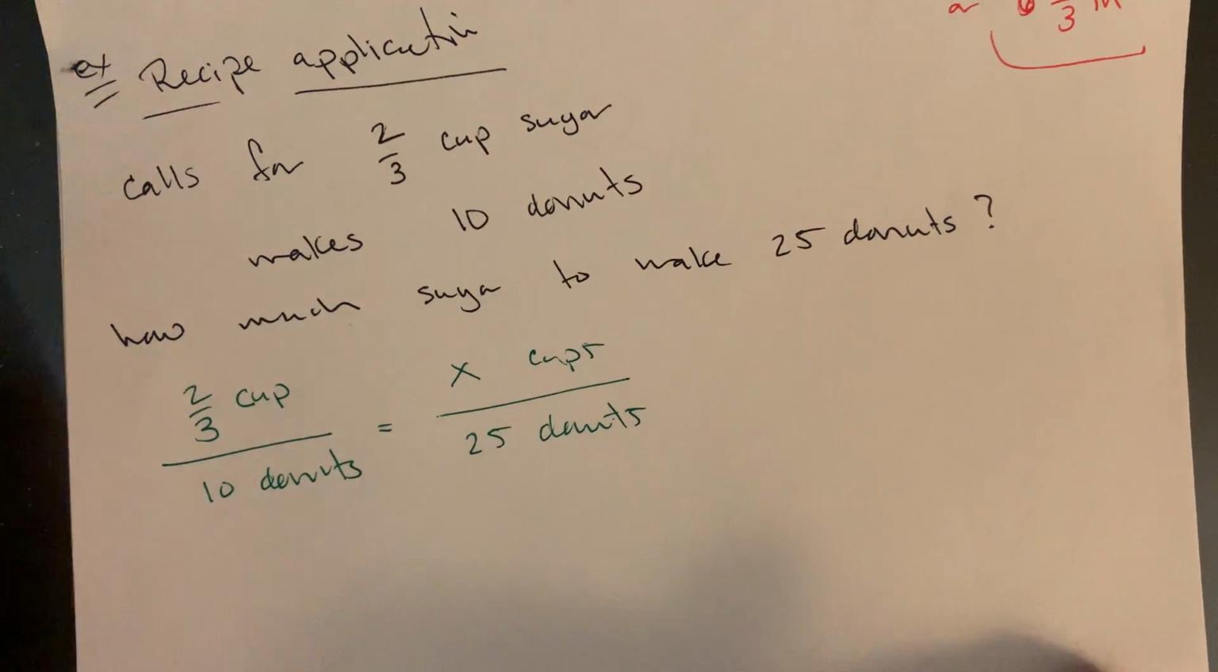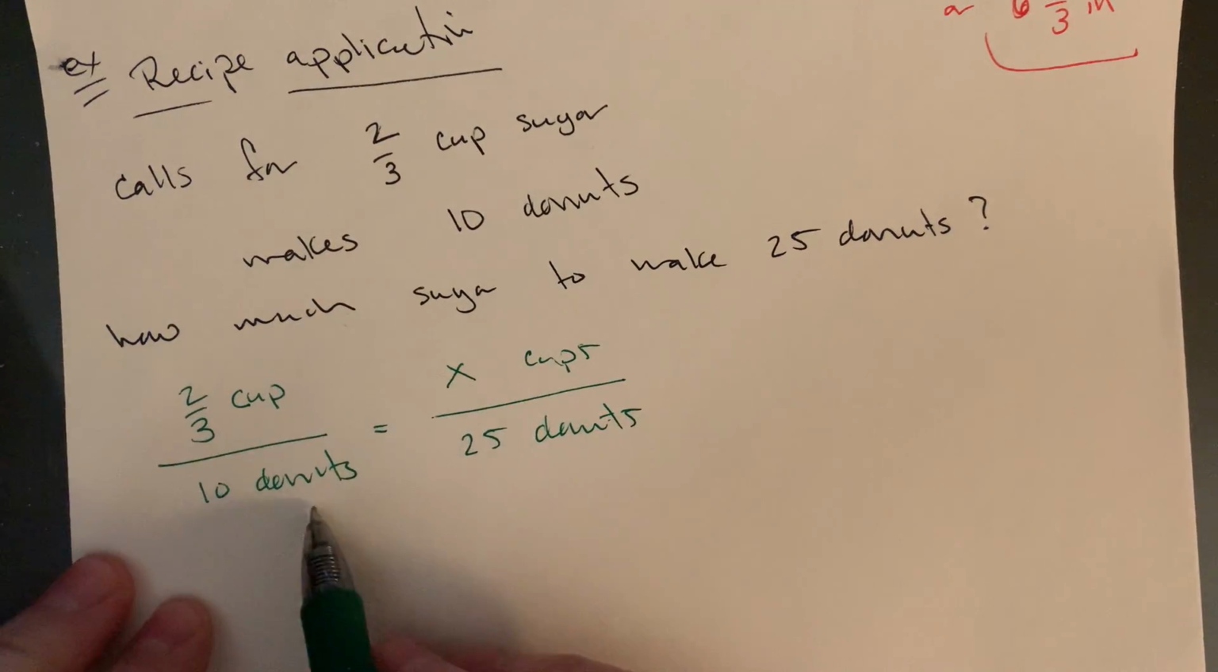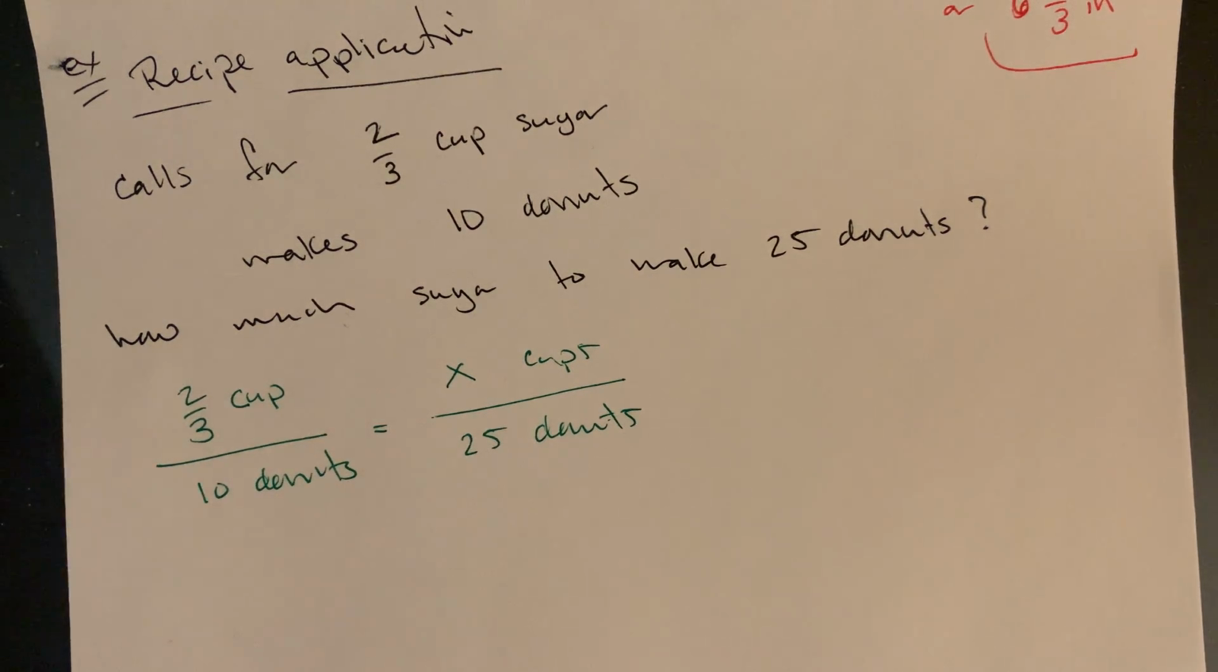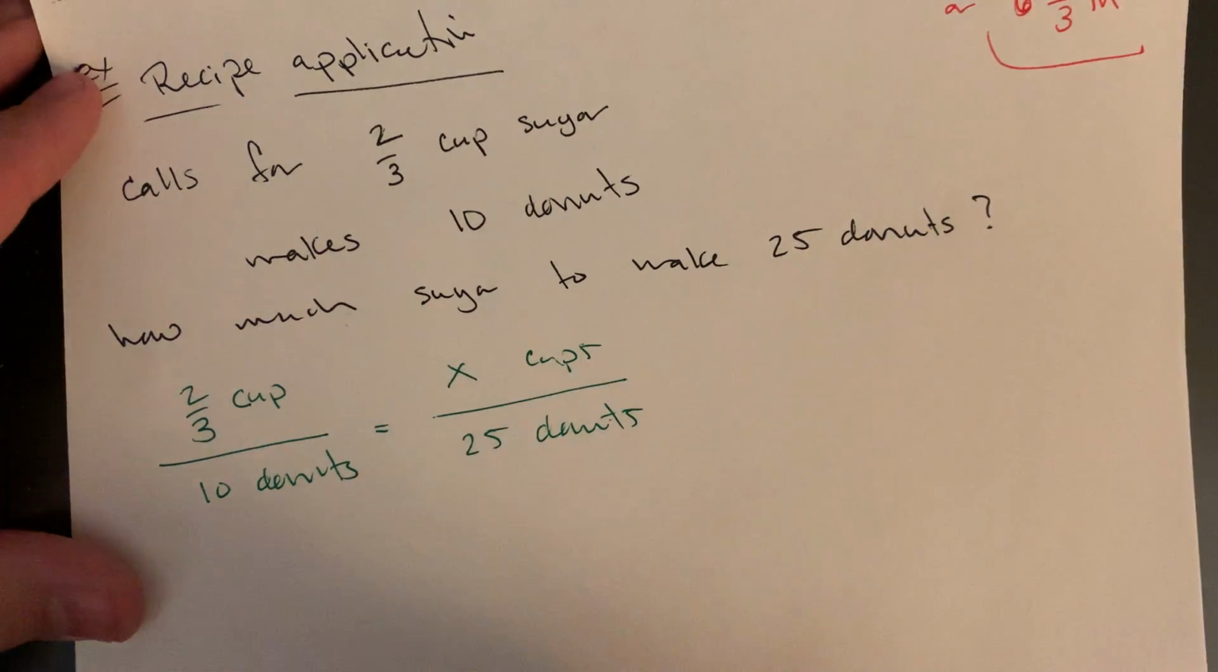So again, the whole idea is you're trying to sort of match up and sync, right? Donuts to donuts in the denominator, and then cups to cups up top. It's kind of arbitrary which value, sugar versus donuts, is in the numerator or the denominator. It doesn't particularly matter. You just need to make sure that you're matching it and keeping them in sync. That's the big thing, right? As always, we're just going to cross multiply to solve it.